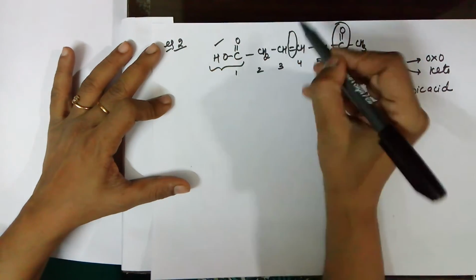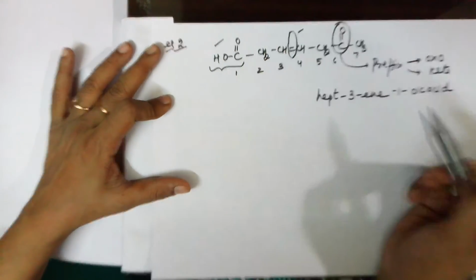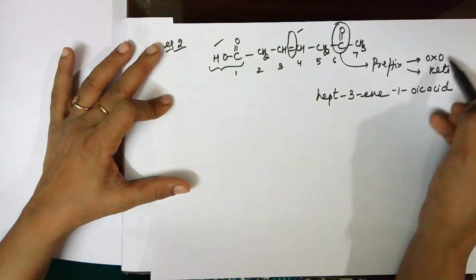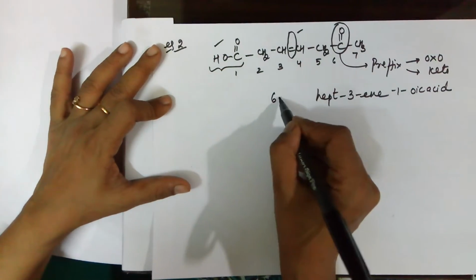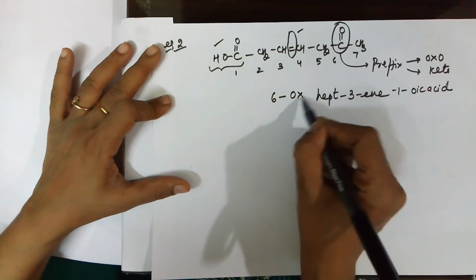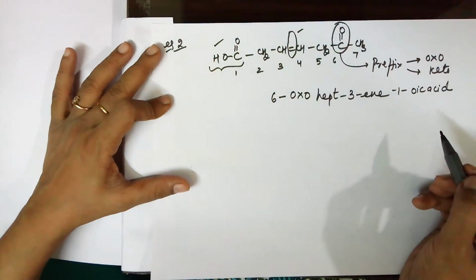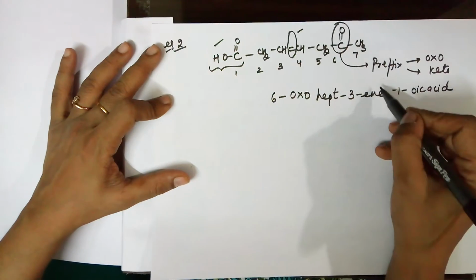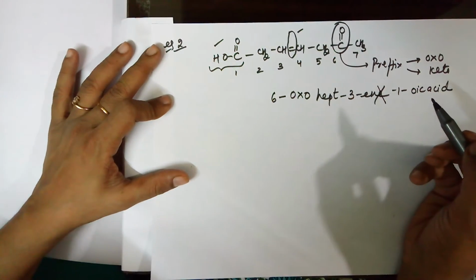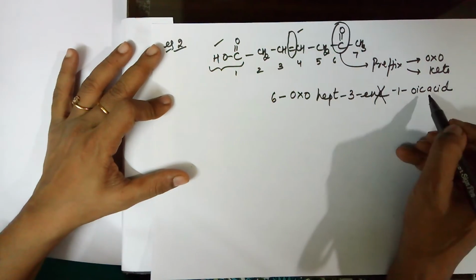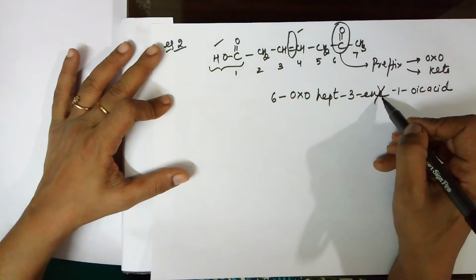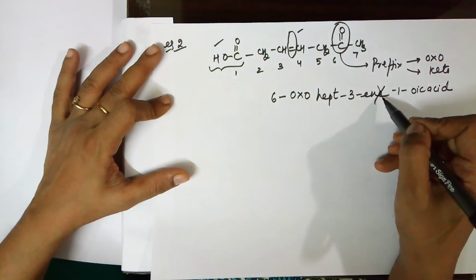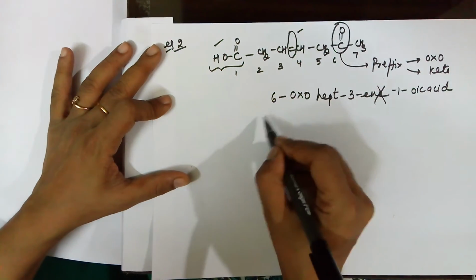You've done this, you've done this, you're left with this group. It can be called an oxo or a keto at carbon number 6. So I'm mentioning it as 6-oxohept-3-ene-1-oic acid. The e will have to be removed as you have got two suffixes, and if the second suffix begins with a vowel, the e of the first suffix has to be removed.